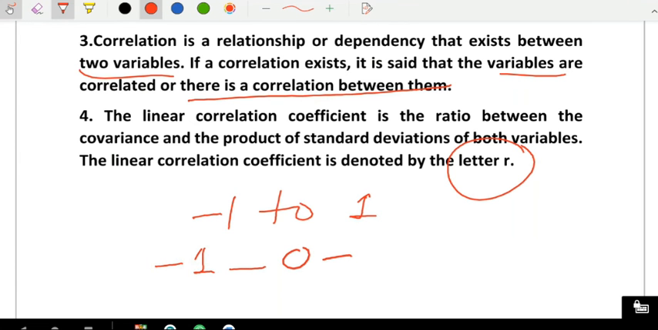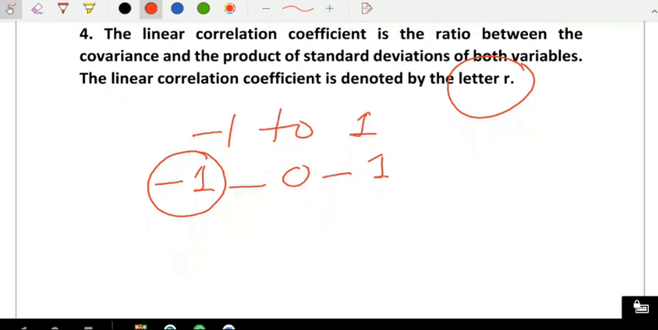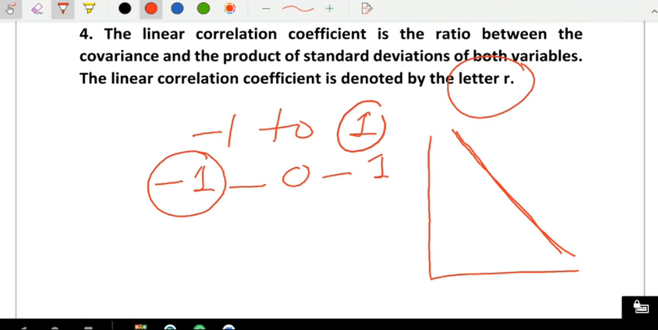If the value is minus, that means they are inversely related. If the value is -1, they are inversely related, that means one is increasing, the other is decreasing. And if you plot the graph of a negative correlation, the graph will be downward sloping, something like this or like this. And if the correlation value is 1, they are highly correlated, perfectly correlated. In that case, our graph will go in the upward direction. So this was -1, this is +1.